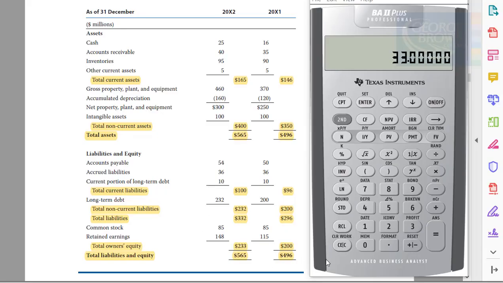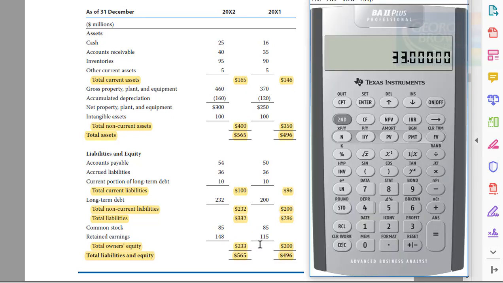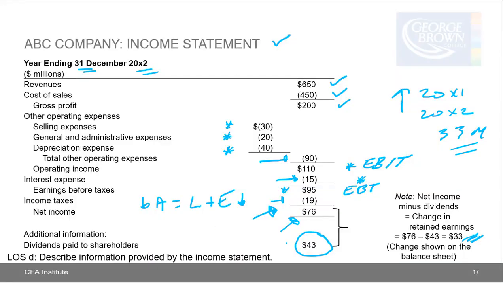So again, just pointing out the link between the income statement and the balance sheet. So now we saw in the income statement, the net income was 76 million. 43 million was paid as dividends. So the amount of net income that was retained was 33. And we can see that that was in 20X2. So the retained earnings, 148 minus the previous year, 115. So we know that the retained earnings for 20X2 was 33 million, and that 76 million in net income minus the 43 million in dividends gives us our 33 million increase in retained earnings in 20X2.